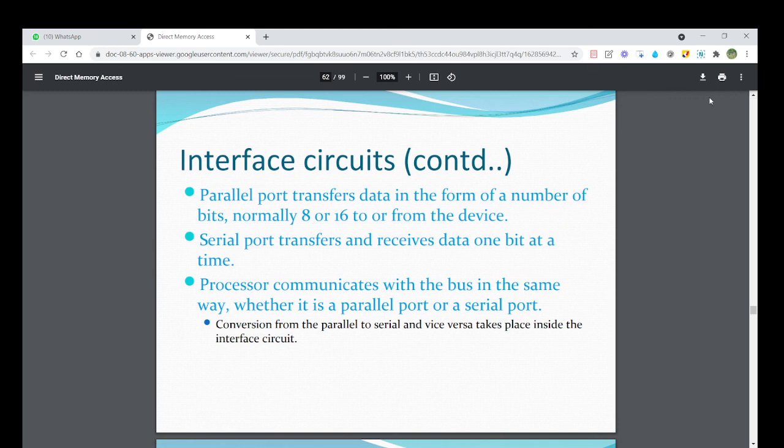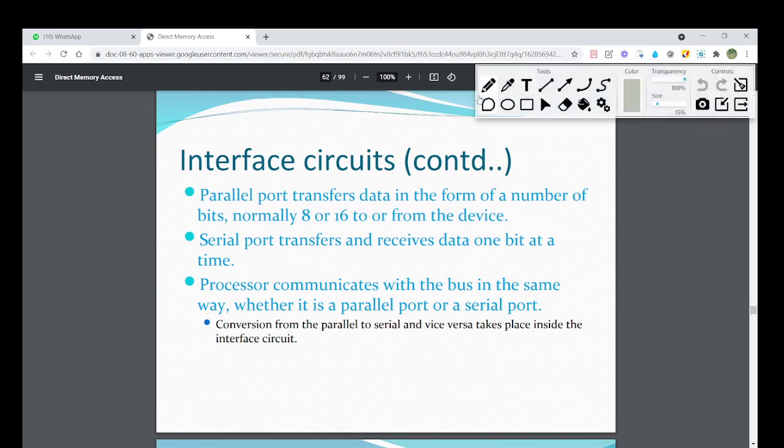Parallel port transfers data in the form of a number of bits. So normally 8 or 16 bits from the device. So it transfers in terms of bytes.